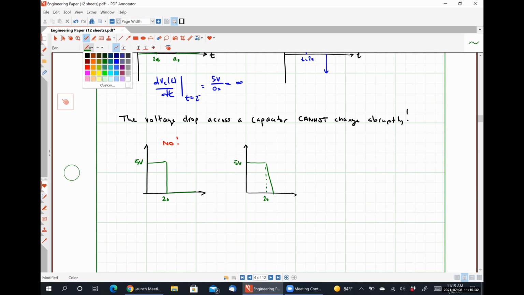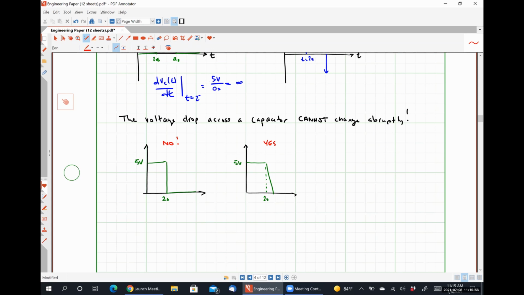So the reason why I'm making that distinction is that we don't have to have smooth curves, right? We just can't have a discontinuity. So as long as we don't have a discontinuity where the value of our voltage has 2 different values for the same instant in time, everything is okay.